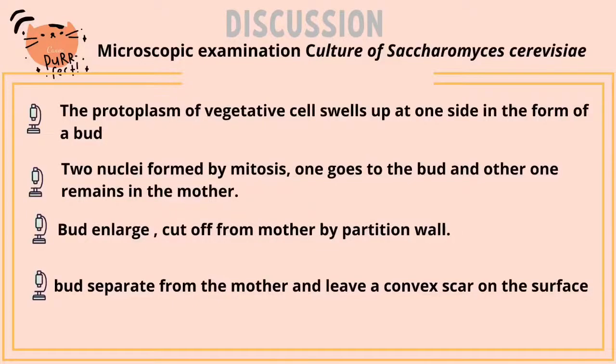Under microscopic examination, the reproduction structure of Saccharomyces cerevisiae takes place by budding. The protoplasm of vegetative cells swells up at one side in the form of a bud. The nucleus undergoes mitotic division. Finally, the cells get detached and grow individually.